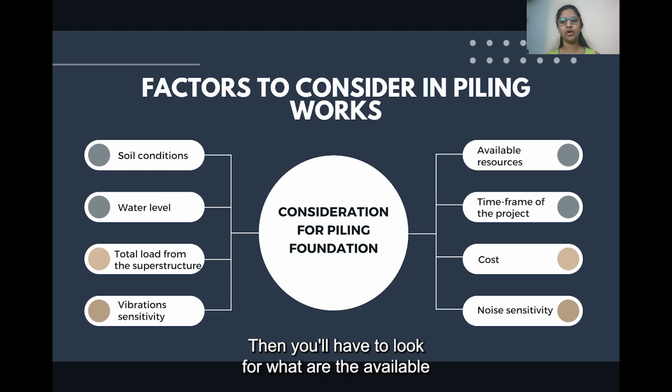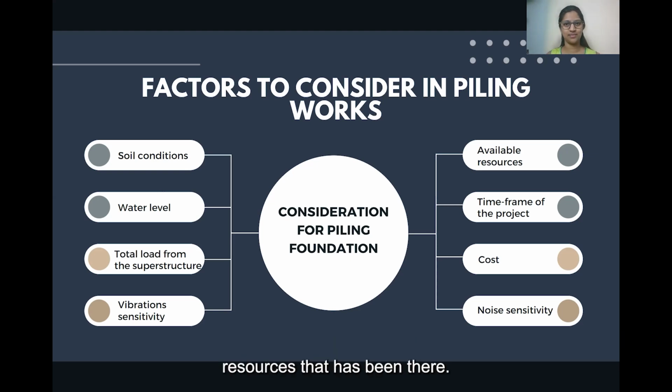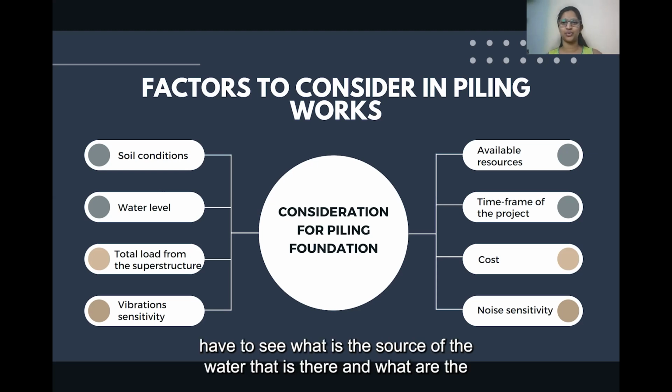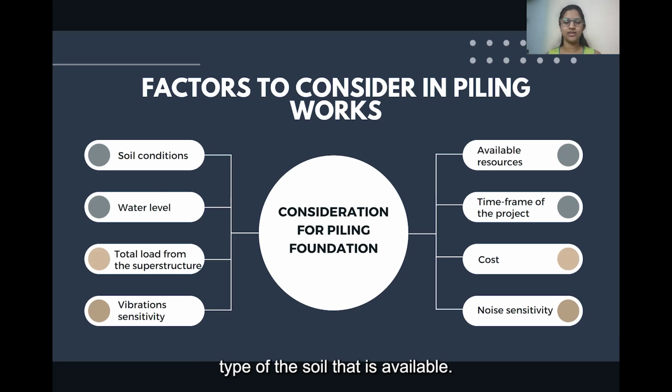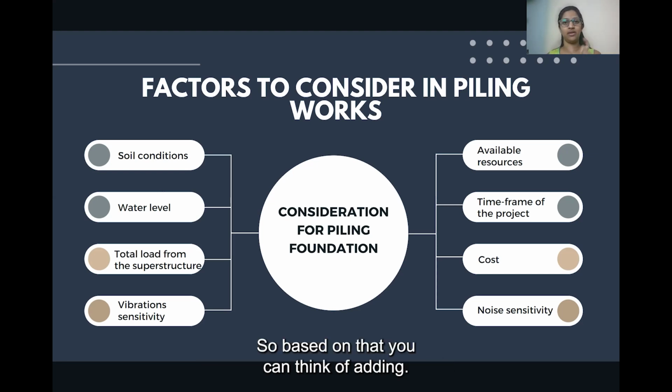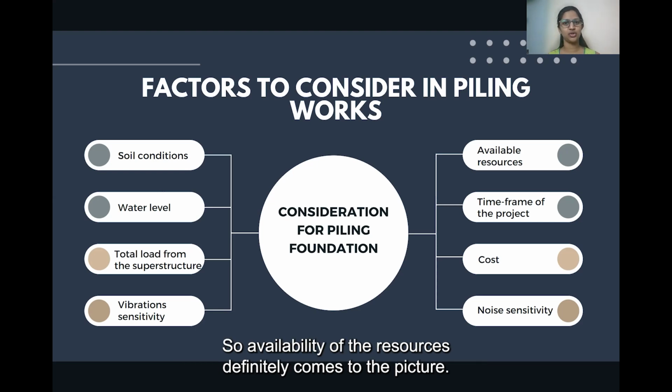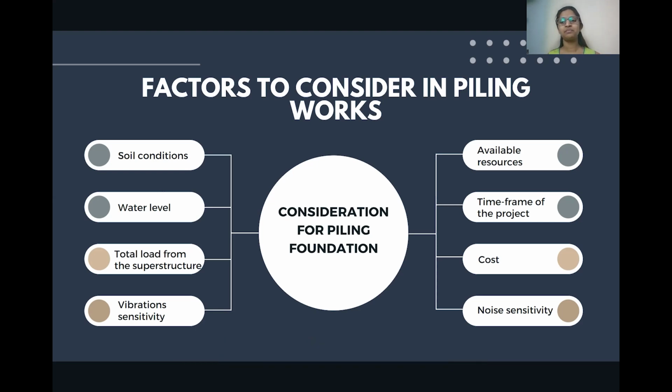Then we will have to look at what are the available resources. When you are doing the piling works, you will have to see what the source of the water is and what type of soil is available. Based on that, you can think of what type of admixture is to be mixed for the concreting stage. So availability of the resources definitely comes into the picture.